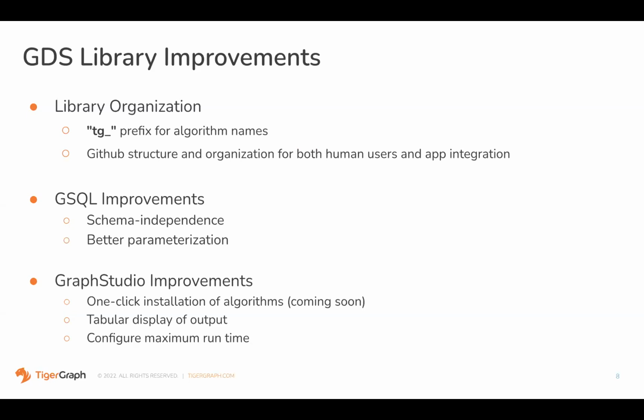So we've done improvements in several areas of the GDS library. The first is the overall organization of the library. One very small change, but to help you distinguish between what is part of our library and what are your own queries, we came up with a standard prefix. So all of our algorithms begin with the TG underscore prefix. That's because our algorithms aren't just GSQL queries. They behave the same way as your queries, and we want to make sure that you can see the difference, just so you don't get them confused.